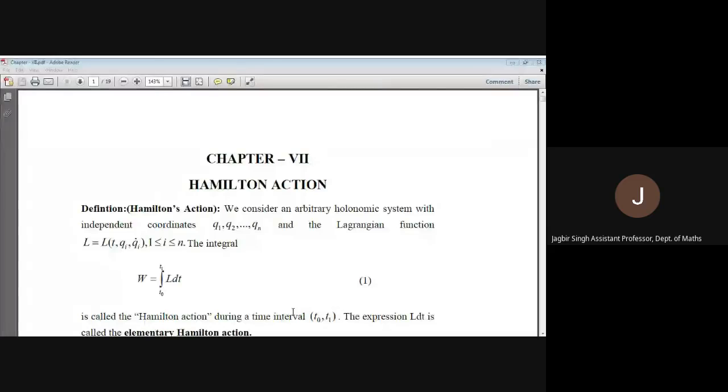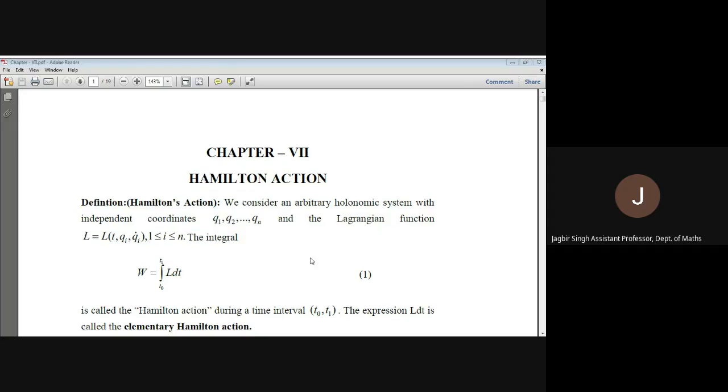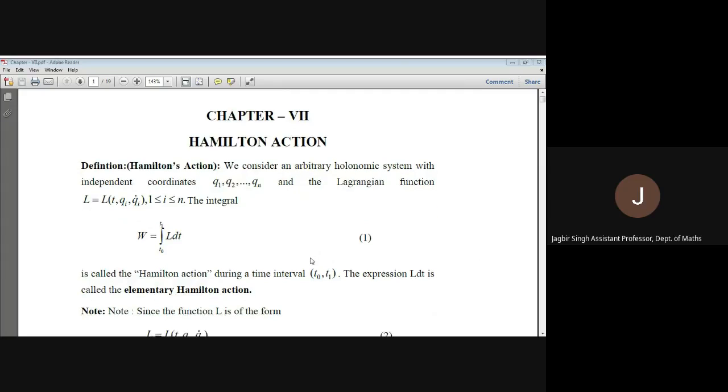Now let's define the new term, that is the Hamilton action. Here we consider an arbitrary holonomic system with independent coordinates q1, q2, ..., qn, and the Lagrangian function to be a function of t, qi and qi dots. Then the integral W equal to the integration from t0 to t1 of L dt is known as the Hamilton action during the time interval t0 to t1.